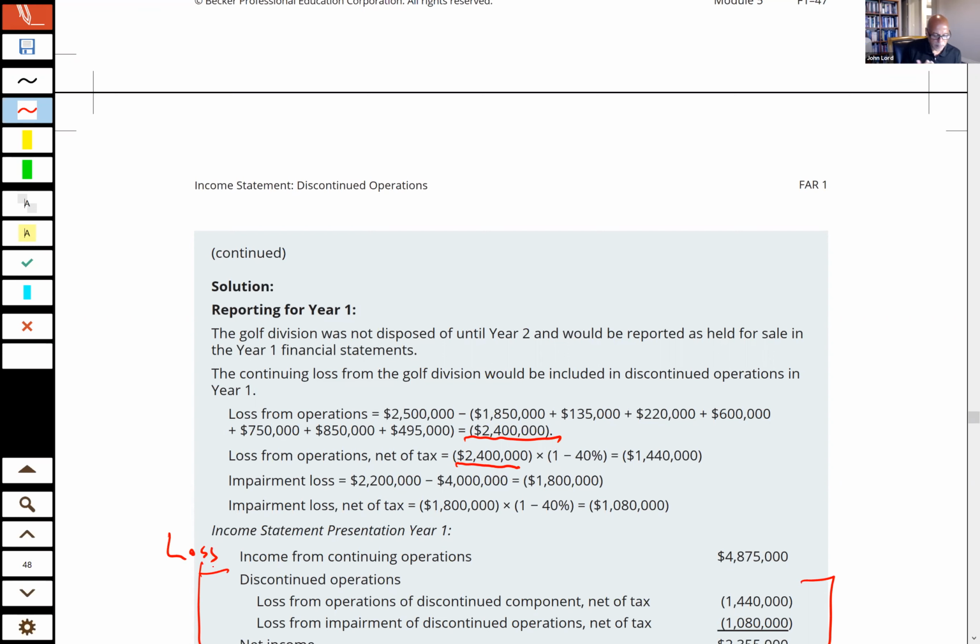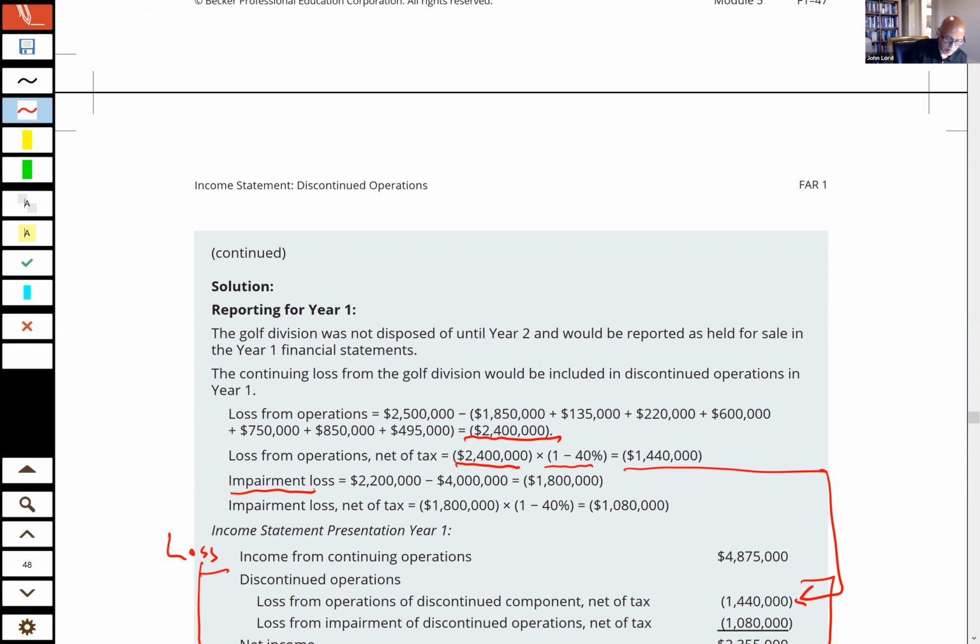But I have to report that net of tax. The way you get the net of tax is you take 100% minus the tax rate. Net of tax, that's what? 60%. So 60% times the 2.4 means that I have the loss from the operation of 1.4. The I of the LIDs says what? I have to come up with the impairment loss. So what's the impairment loss?